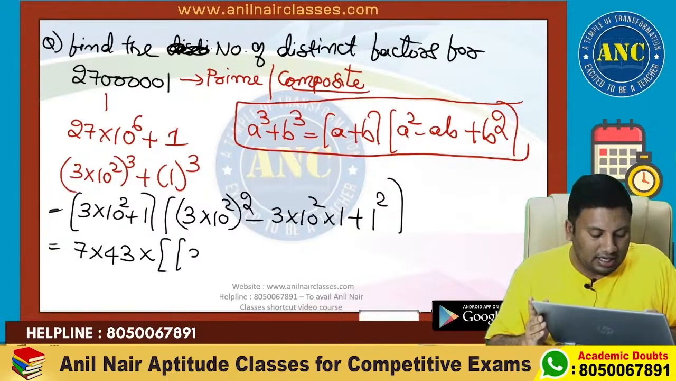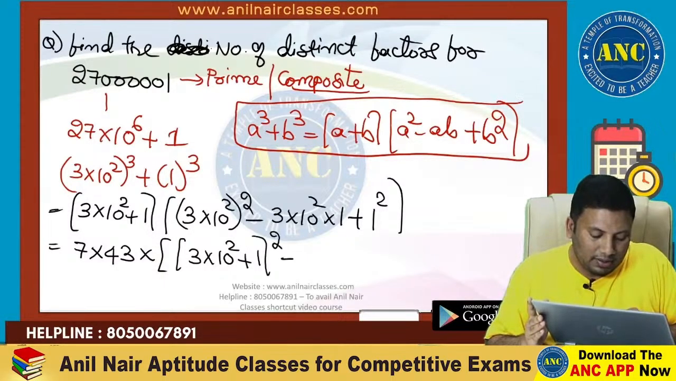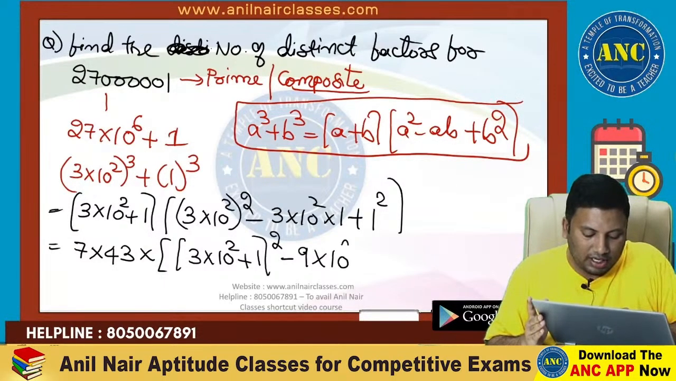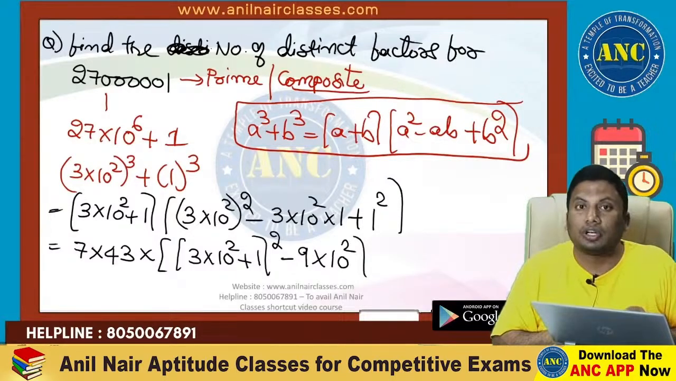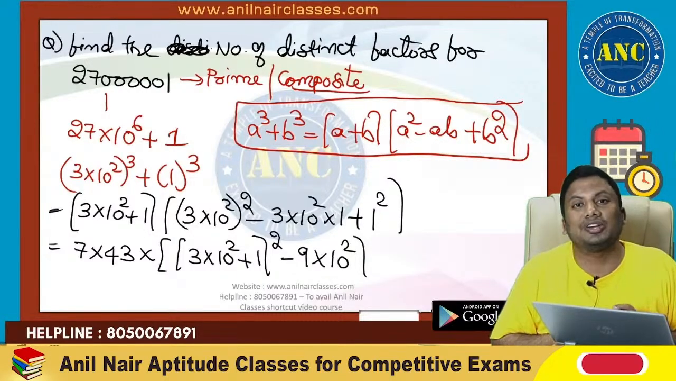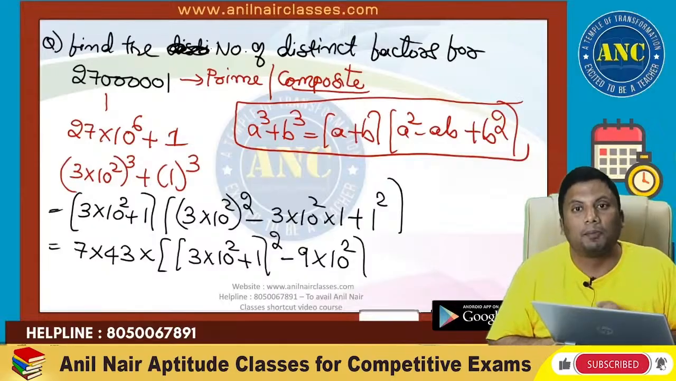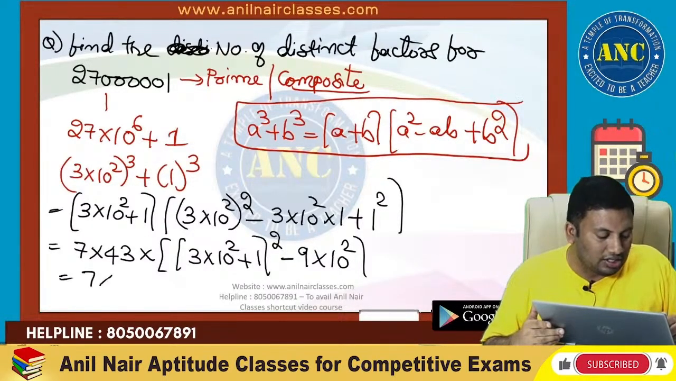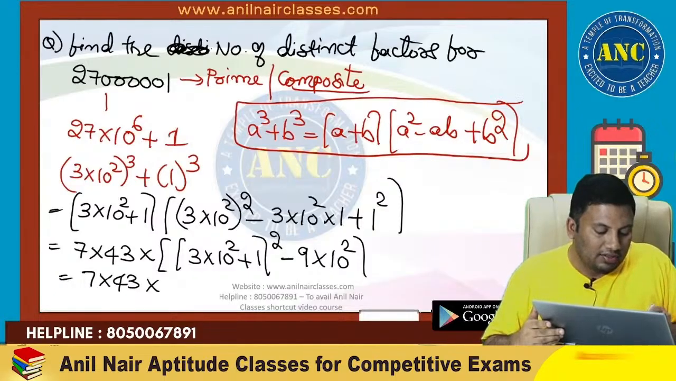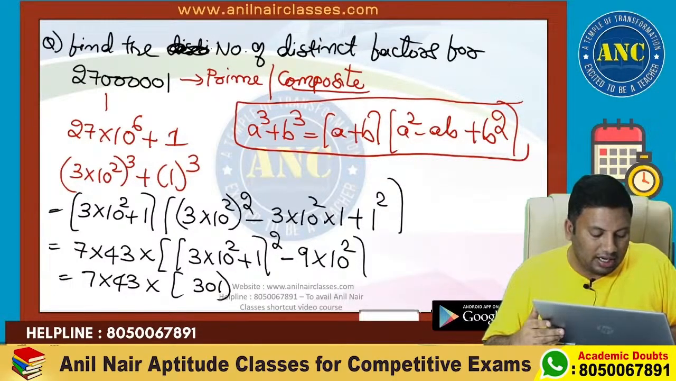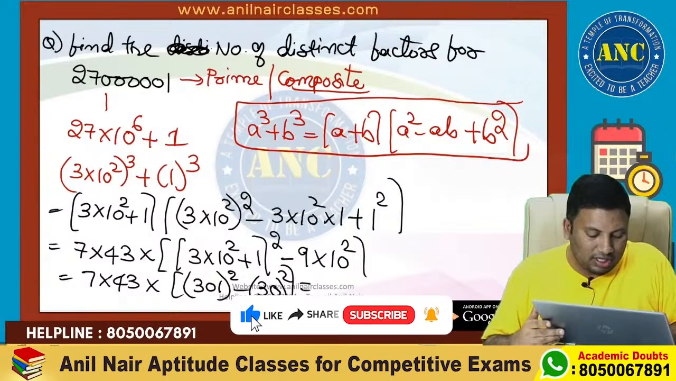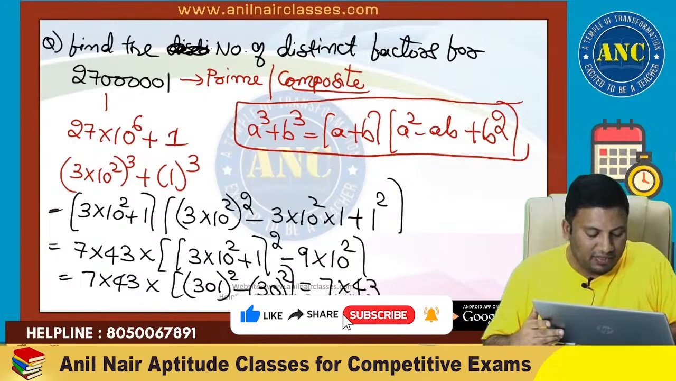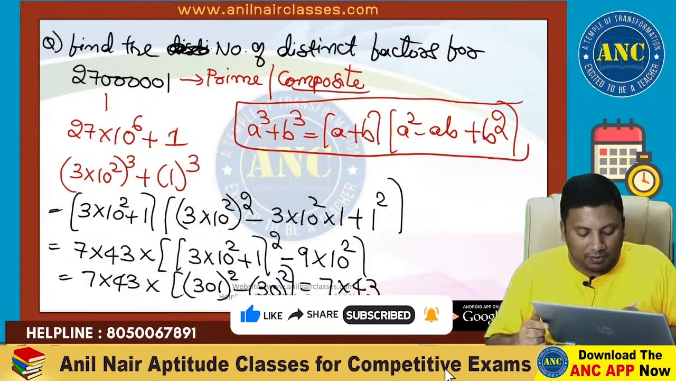This can be written as (3 into 10 square plus 1) whole square minus 9 into 10 square. Can I write like this? (3 into 10 square) whole square, 2 into 3 into 10 square, 6 into 10 square, minus 9 into 10 square, which is minus 3 into 2 square. These 7 into 43 are nothing but 301, whole square minus 90, that is 30 whole square. So these 7 into 43, 301, my A square minus B square.